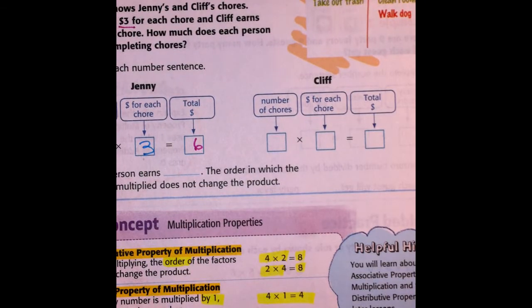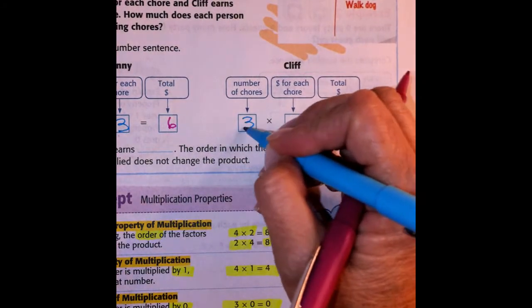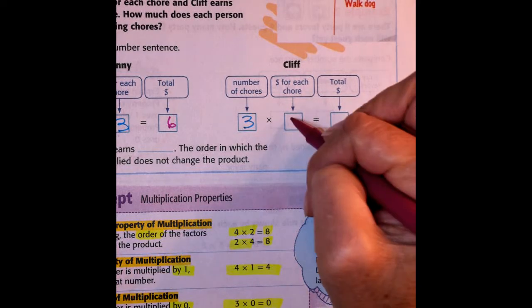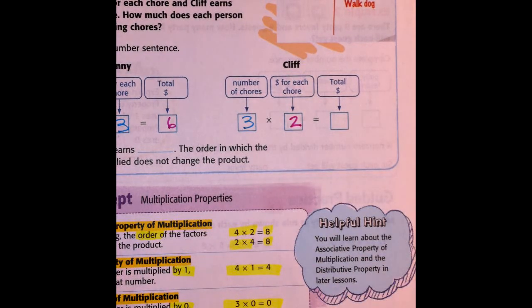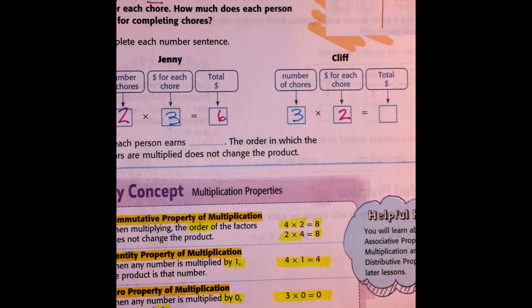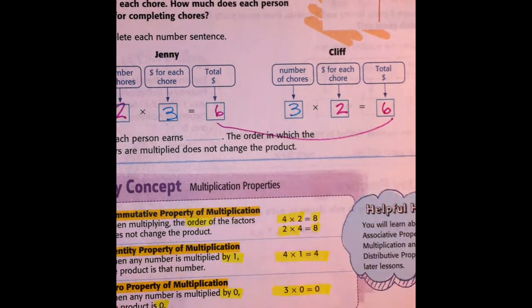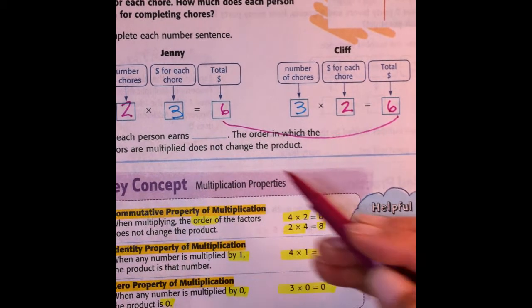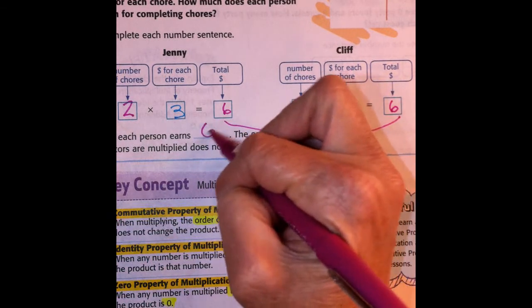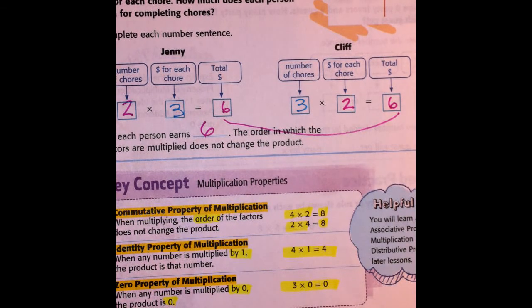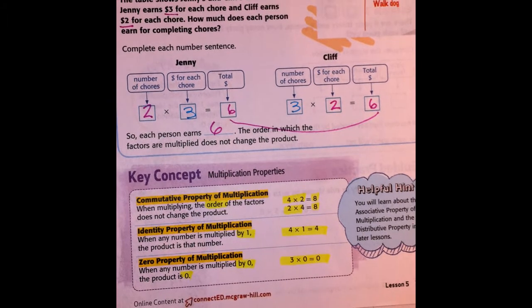In this case for Cliff, he does 3 chores, and he gets $2 for each chore. But since they're the same numbers, it's the same fact, we're going to get the same number for a total of 6. So each person is still going to earn $6. The order in which the factors were multiplied makes no difference. It does not change our product.